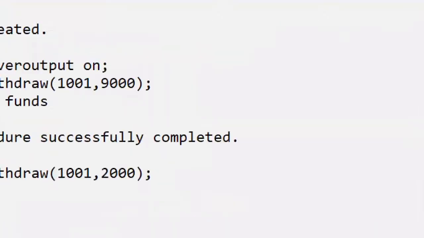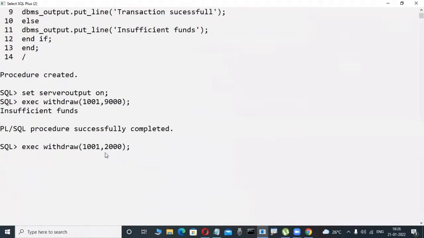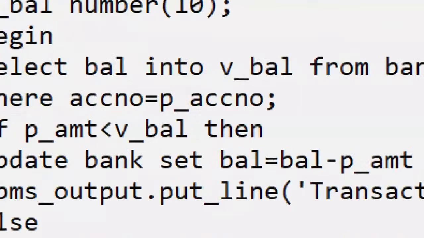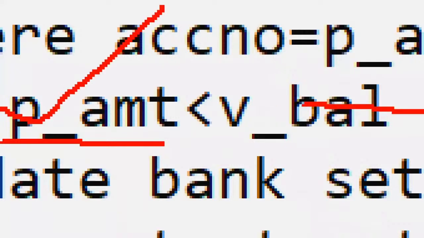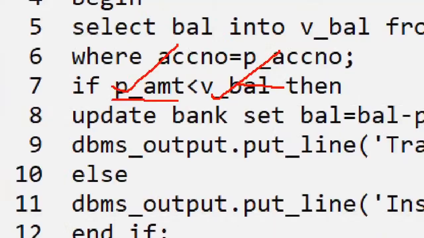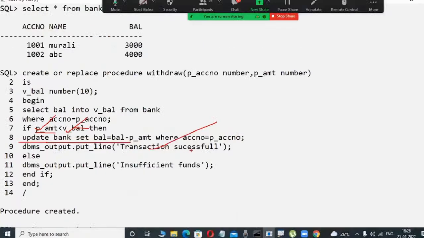Why? Because here my balance is 3,000, but I try to withdraw 2,000. That is only possible when the passed amount, 2,000, is less than the available balance, in this case 3,000. Here this 2,000 is less than 3,000, so I am updating the bank table. The bank update modifies the balance, and the transaction is successful. Now, is that really correct?